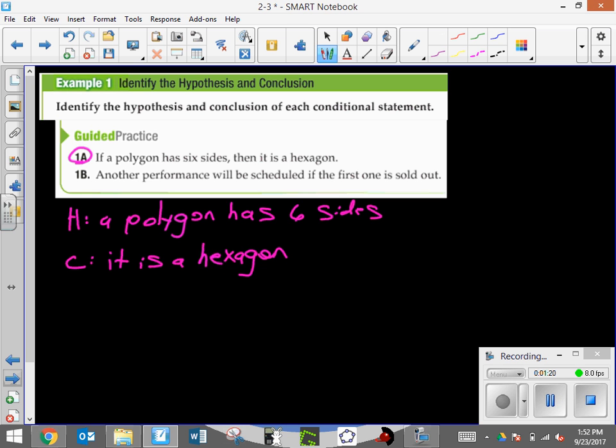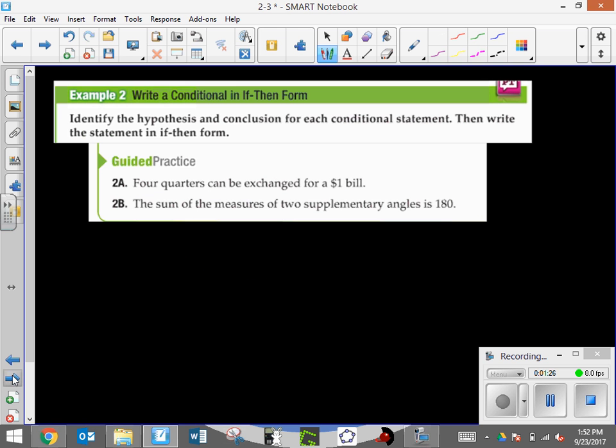Okay? Now at times, our statement is not going to be in if-then form. So you might want to change it at first before you come up with your hypothesis and conclusion. So if we look at 2a, I want to first write this in if-then form first. So 4 quarters can be exchanged for $1.